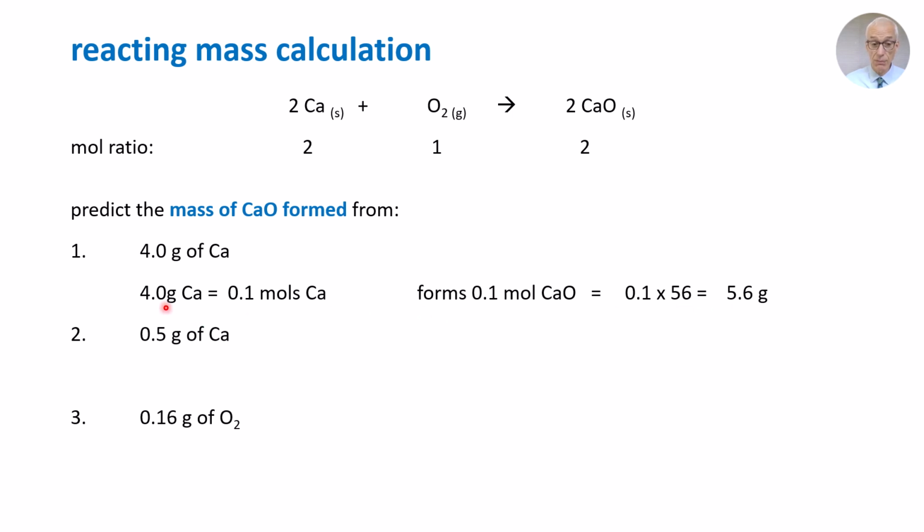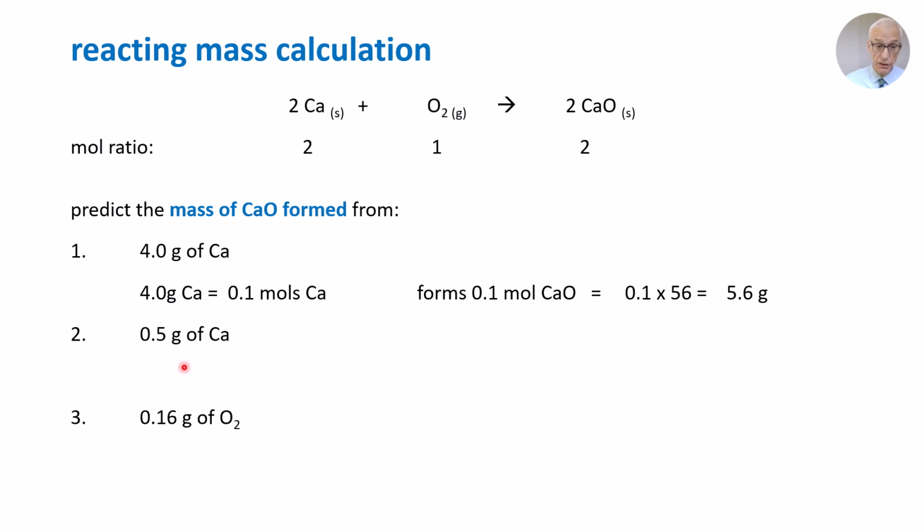It's a 3-step process. Convert the mass into numbers of moles. Predict using the reacting mole ratio. Convert the predicted number of moles into a mass by multiplying by the relative formula mass. 2 problems, 2 and 3. Stop the lesson, complete those calculations, come back to check when you are ready.